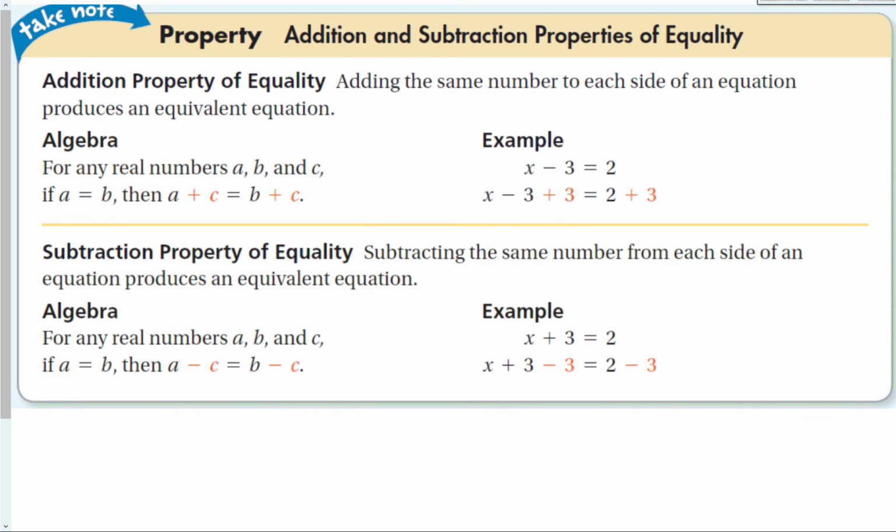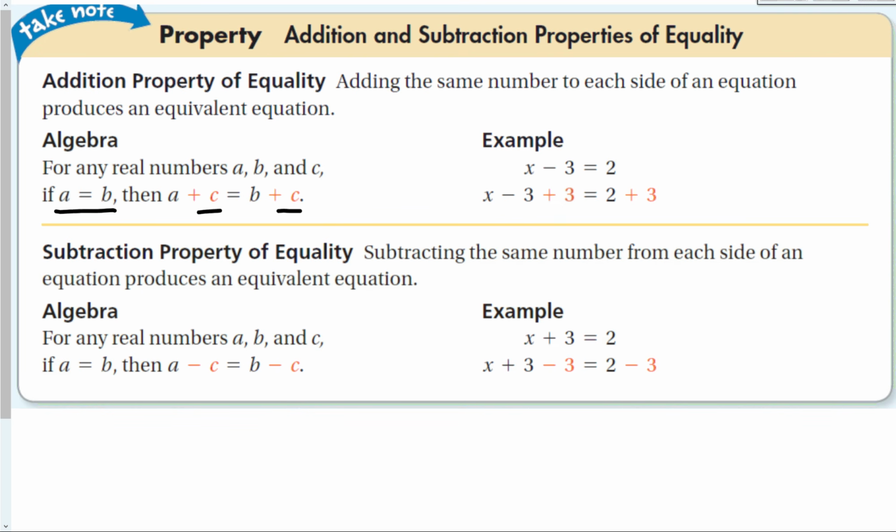So my addition property of equality says that adding the same number to each side of an equation produces an equivalent equation, which means if I start with A is equal to B, if I add C to one side, I have to add C to the other side. Okay, we're talking about both sides of the equal sign, right? So as long as I do the same thing to both sides in an equation, I keep the equation balanced, right? That's algebra's golden rule. Whatever you do to one side, you must do to the other side.